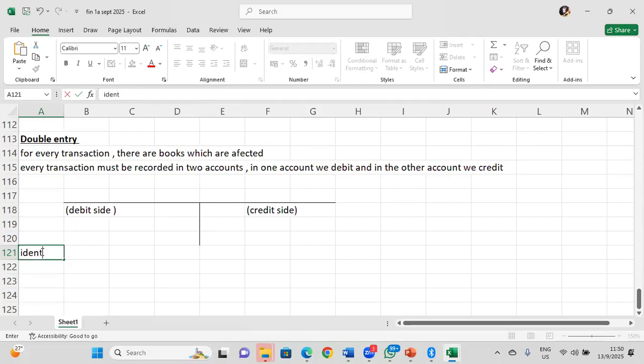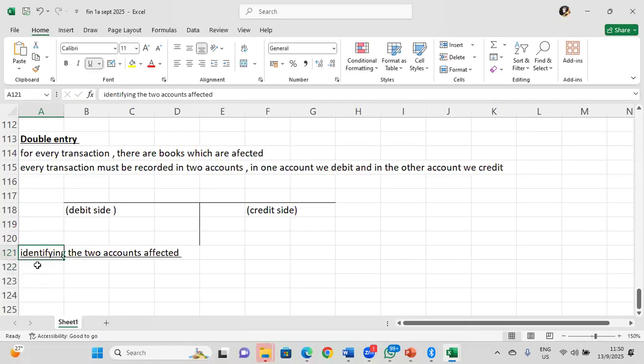So, identifying the two accounts affected. Which are the two accounts affected? That's the first step. In every transaction, we need to know which two accounts are affected. But before we talk about that, there are key terms that you need to take note of.